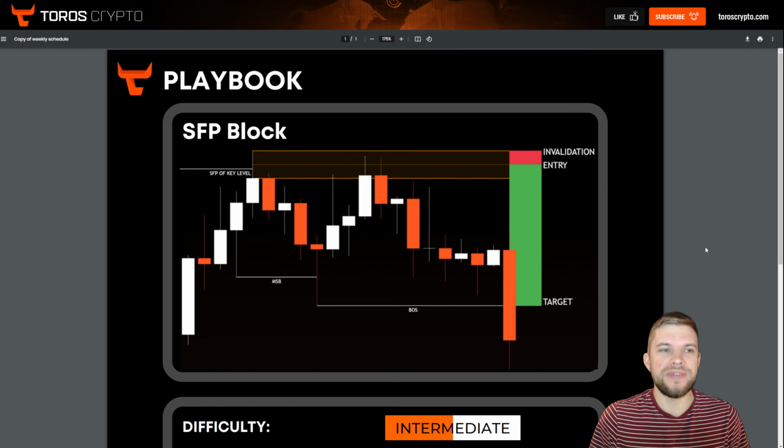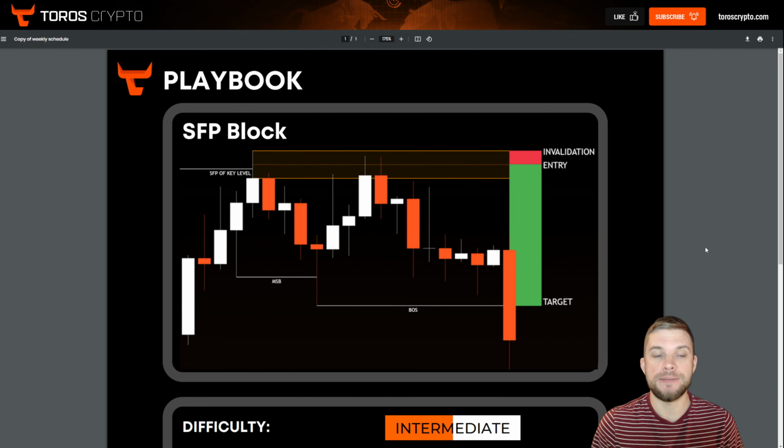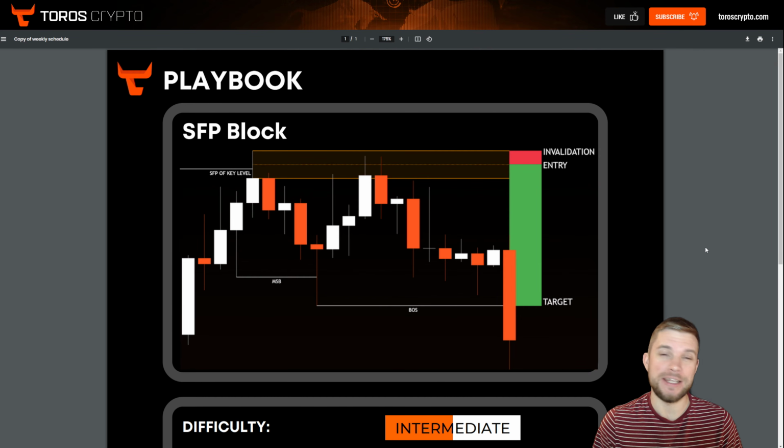Hello crew, this playbook strategy is called the SFP block, and as the name suggests, it's kind of a cross between a swing failure pattern and an order block. It is an order block that is created from an SFP that can give you a really nice low risk trade to take if you have had a missed opportunity off of a previous SFP.